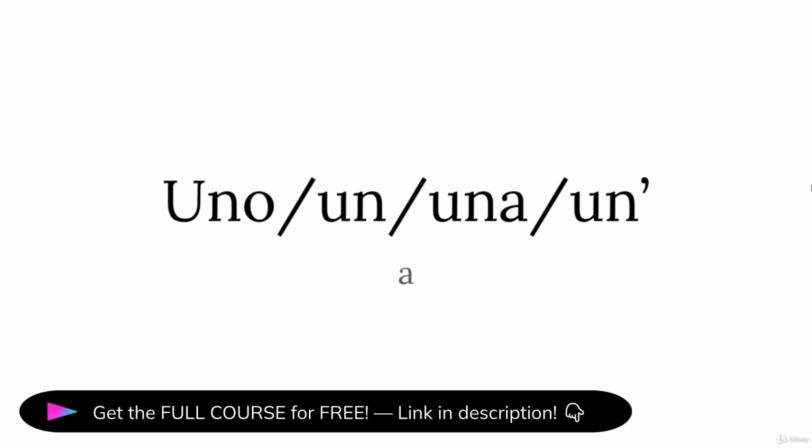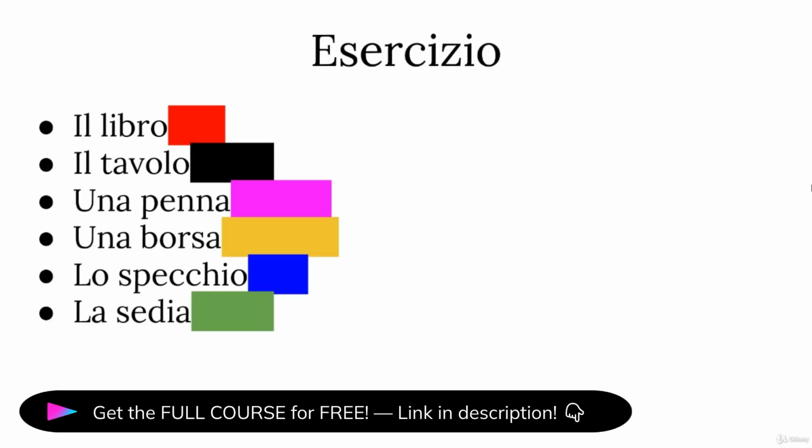And un, with an apostrophe, is the feminine a that you use in front of feminine words that begin with a vowel. Okay? So that's it. The most common ones, un, una, un with an apostrophe in front of feminine words that begin with a vowel, uno, masculine article for words that begin with S plus a consonant, PN, PS, PT, X. Okay? That comes with practice. Now it seems complicated. I know it. So let's do an exercise.